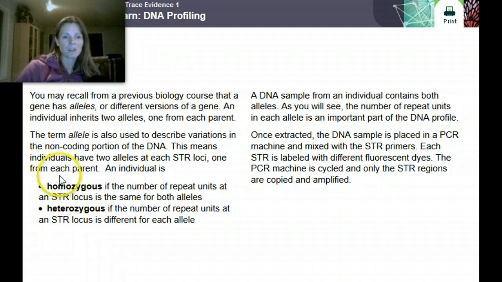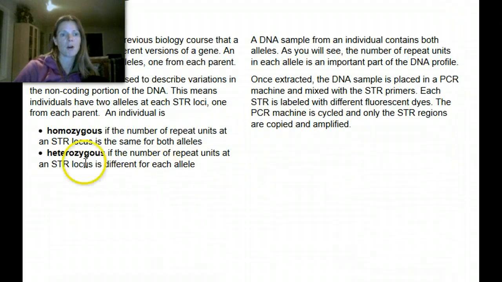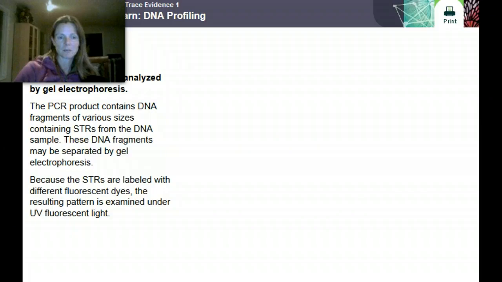So when we talk about STRs, it can still be homozygous, okay? That is, if the number of repeat units at the STR locus is the same for both alleles, it's homozygous. Remember, homo same, hetero different. So if it's heterozygous, the number of repeat units is going to be different at each allele. Hopefully that brings back some memories from biology, and you can remember that when you do your lab, because it'll talk about the homozygous versus the heterozygous.